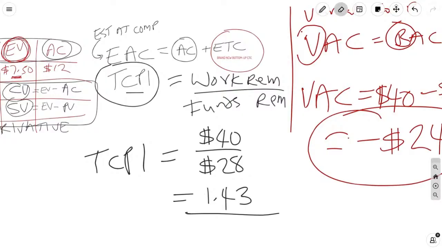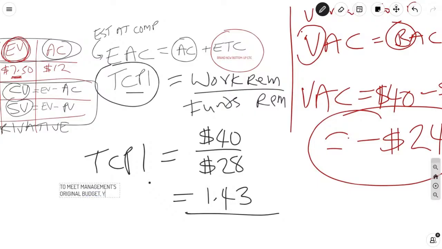This means for every dollar you spend, the dollar sign actually cancels. But the mindset, when you get a 1.43, the logic is for every dollar you spend, if you want to meet original budget, you've got to get $1.43 of work done for every dollar you spend to meet management's original budget.